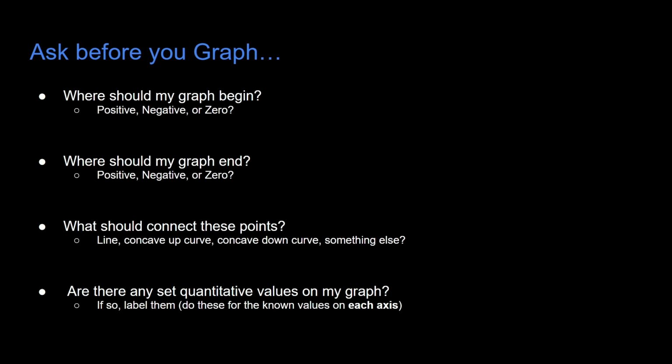So I call this ask before you graph. Where should my graph begin? Is it positive, negative, or 0? Where should my graph end? Positive, negative, or 0? And then think what should connect these points. Is it a line? Is it a concave up curve? Is it a concave down curve? Something else? Something that peaks and falls? And then if it is quantitative, you don't have to worry about the scaling as much, but explicitly label. Do you know that max value? Do you know when it hits 0? Do you know where the inflection point is? Those things.